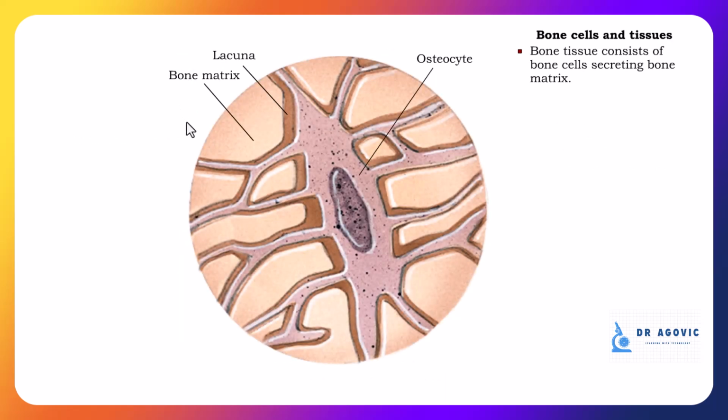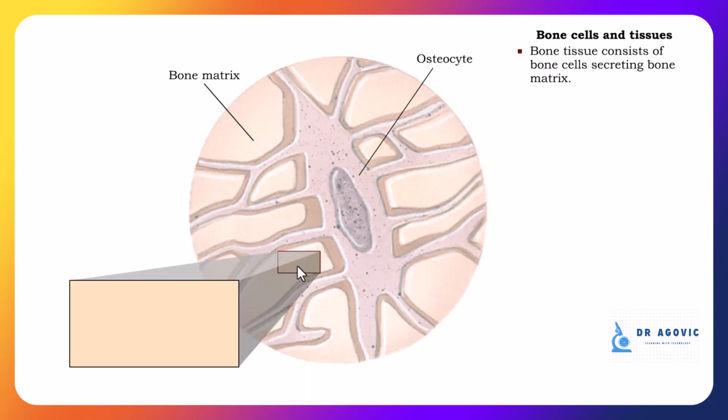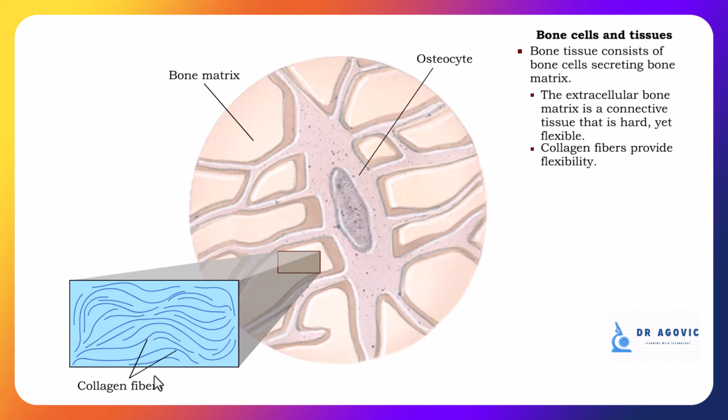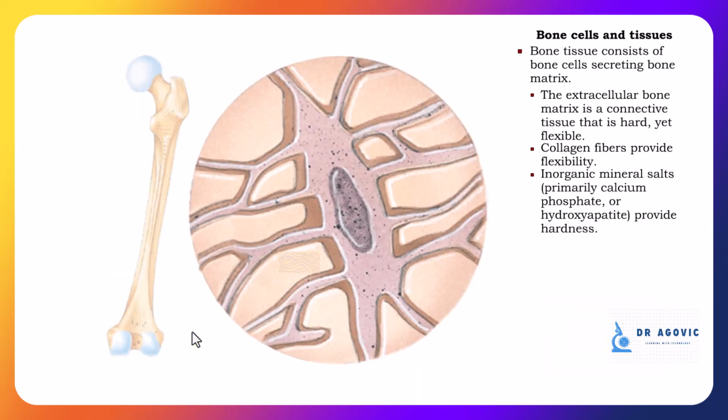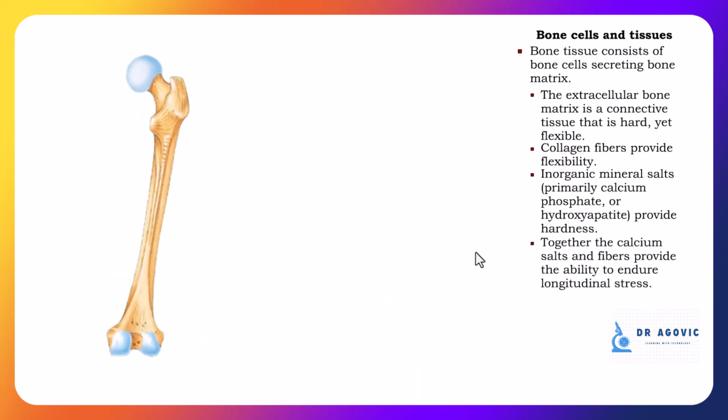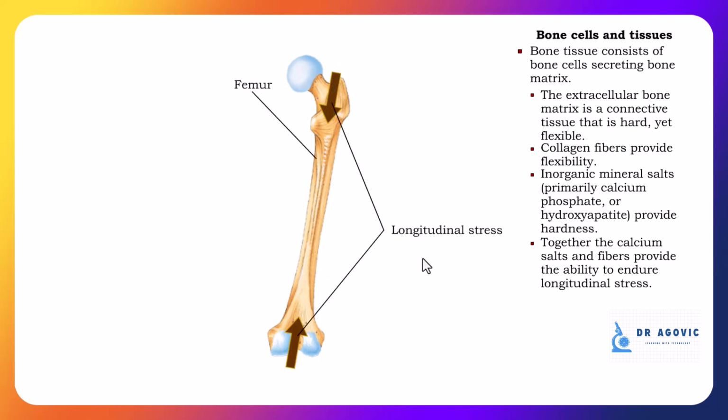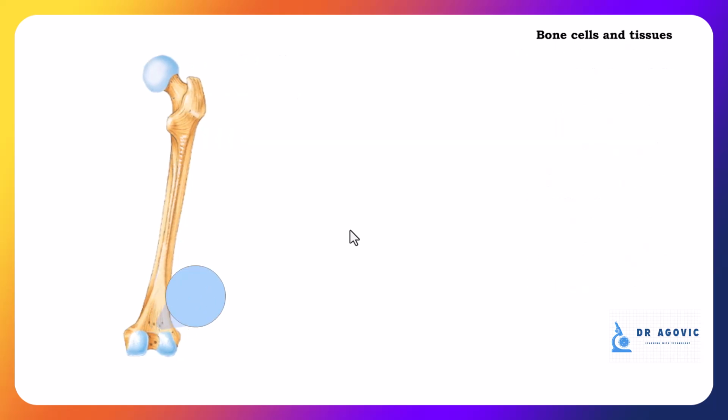Bone tissues consist of cells secreting an extracellular matrix. The matrix of bone tissue is the hardest of the connective tissues, yet maintains flexibility. Flexibility comes from collagen fibers running through the matrix. The tissue's hardness depends on the presence of crystallized inorganic mineral salts, primarily calcium phosphate, also known as hydroxyapatite. This combination gives bone great tensile strength, which is the ability to endure longitudinal stress along a long axis.